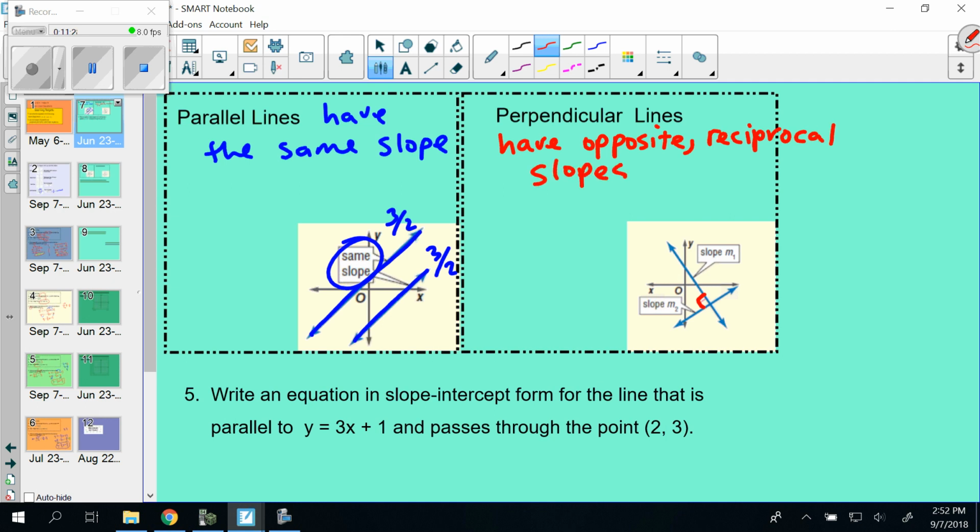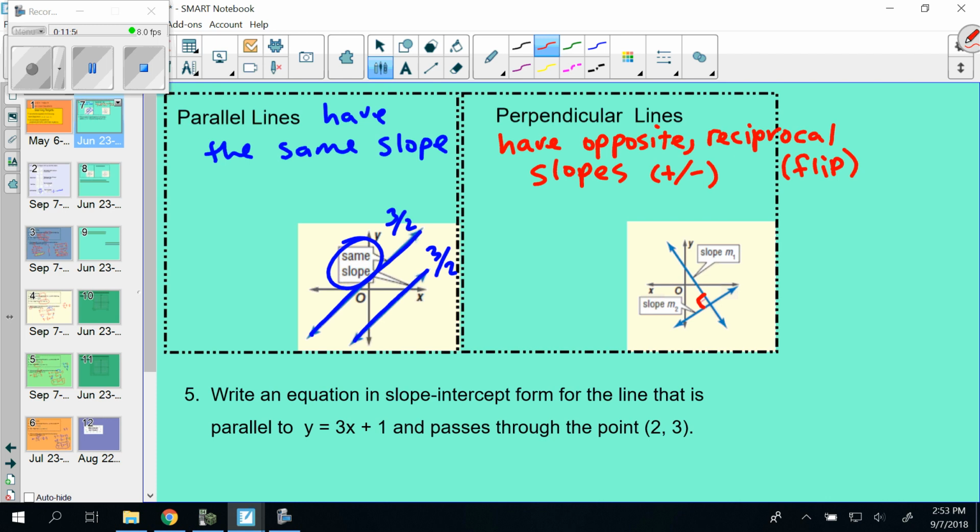Okay, so there's two things you got to do to find this slope. You got to take the opposite sign and you got to take the reciprocal. Opposite sign means if one is positive, the other one's going to be negative, so you got to switch the signs. Reciprocal means that you flip the fraction.